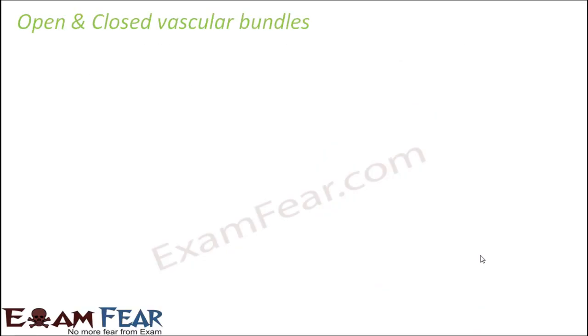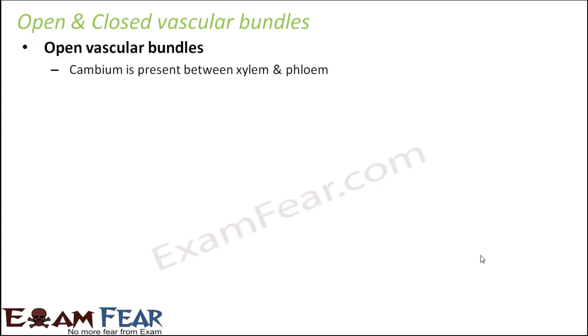Now talking about the vascular bundles, let us understand the concept of open and closed vascular bundles, because this is going to help you when you talk about the internal structure of plant parts. So let us see what is open and closed vascular bundle. Now there is a layer of meristematic tissue which develops between xylem and phloem. So this is one important thing which comes into picture now.